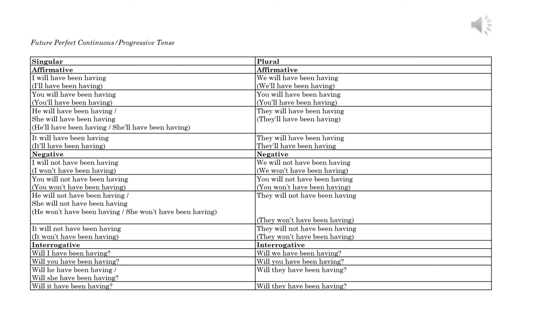Interrogative. Will I have been having? Will you have been having? Will he have been having? Will she have been having? Will it have been having? Will we have been having? Will you have been having? Will they have been having?